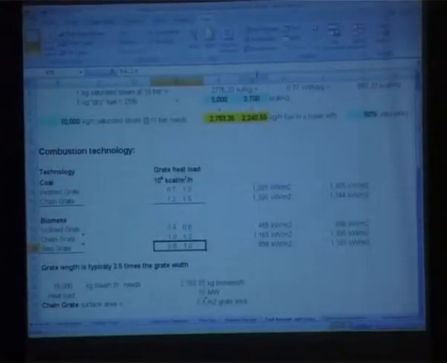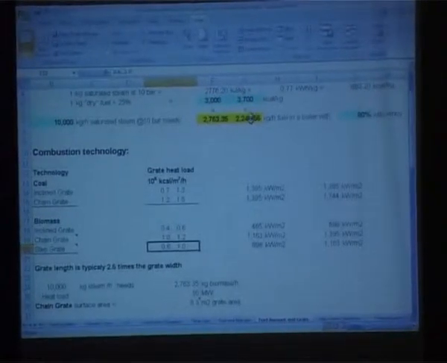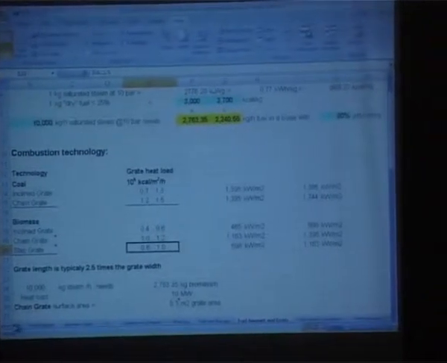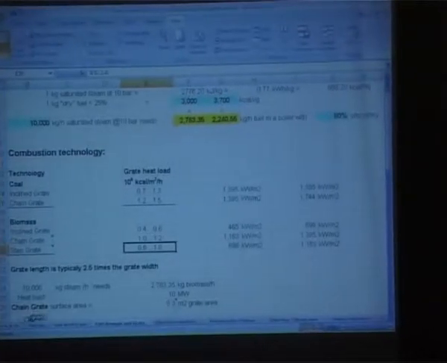Taking a look at this example here, 10 ton saturated steam per hour, corn cobs on a chain grate, 2,240 kilogram dry corn cobs. This one. You can then see normal cubic meter of flue gas, 15,300. Cell B36 in flue gas.